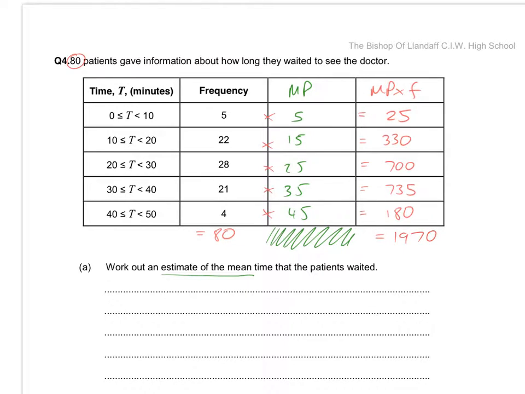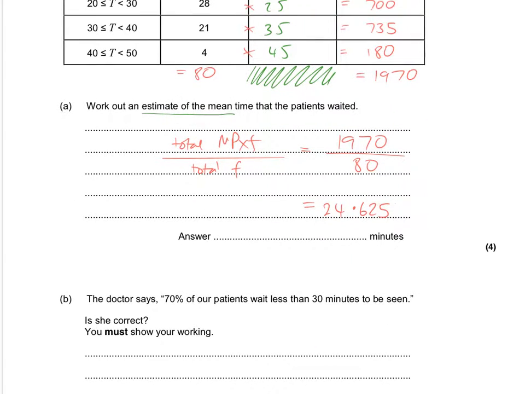1,970. Now to work out an estimate for the mean, it's always this column here, the total of the MP times F. So total MP times F over the total frequency. So in our case then it's going to be 1970 divided by 80. Never write two equals on one line, so then equals underneath here, and that equals 24.625.